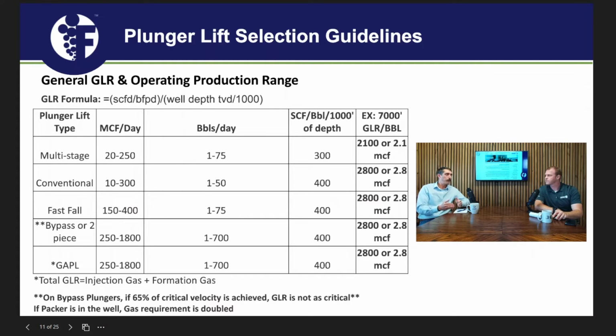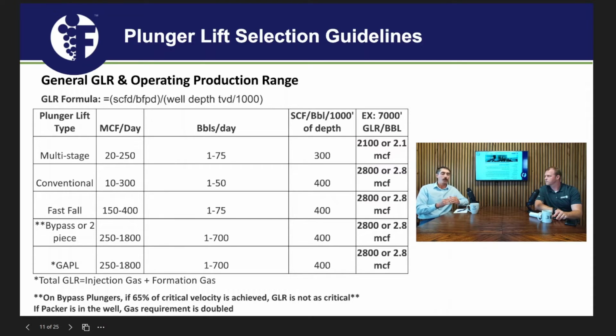Yeah. One quick thing to mention though, back on conventional plunger, if we've got a packer in the well, you need to double that GLR, because without the packer, we shut the well in, like I said, maybe 30 minutes to an hour, give or take. It can vary a lot, but we're letting the plunger fall, but we're also letting the reservoir build the energy to drive that plunger to the surface.